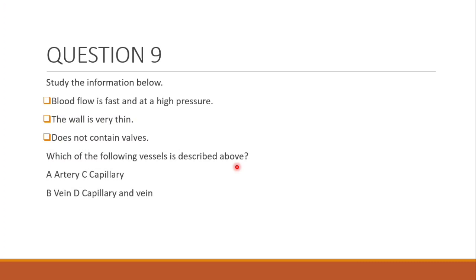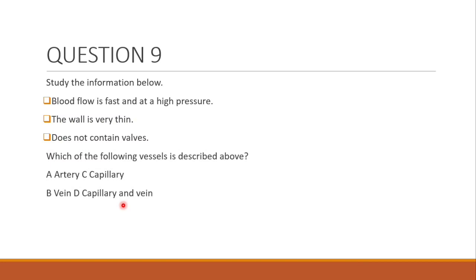Which of the following vessels is described above? Is it A, artery, B, vein, C, capillary, or D, capillary and vein? Which one is being described here?